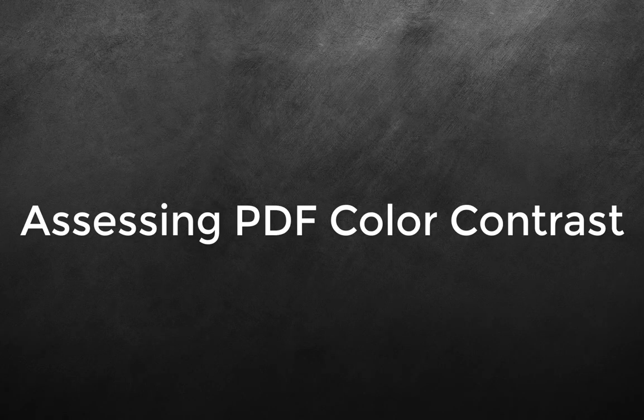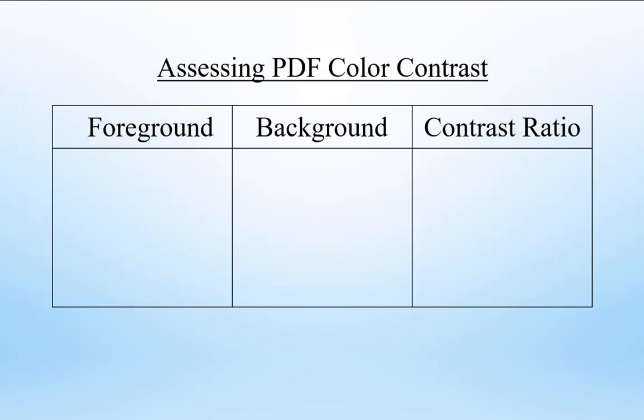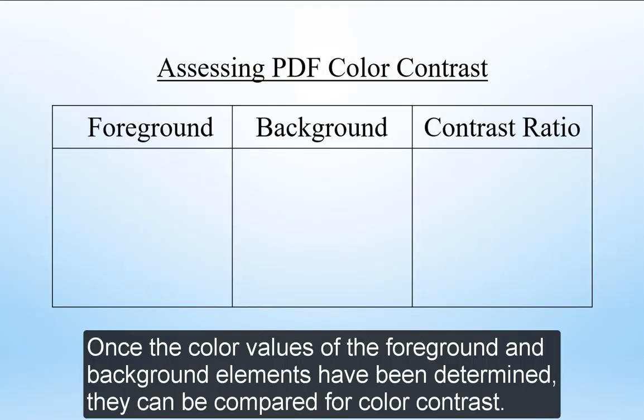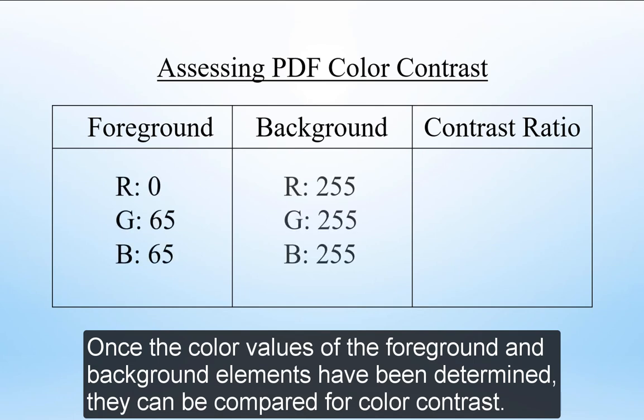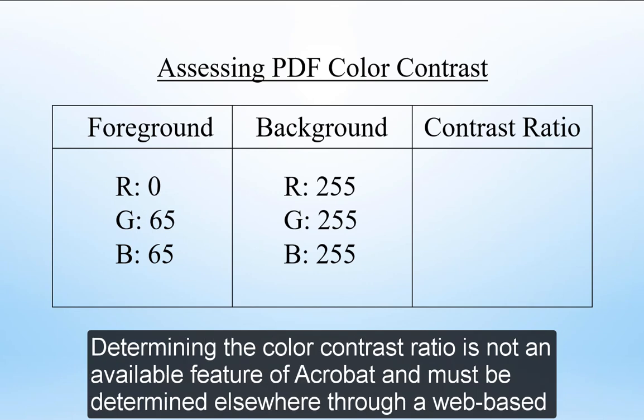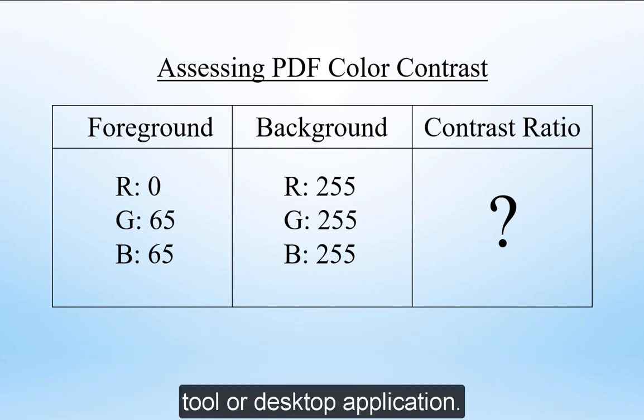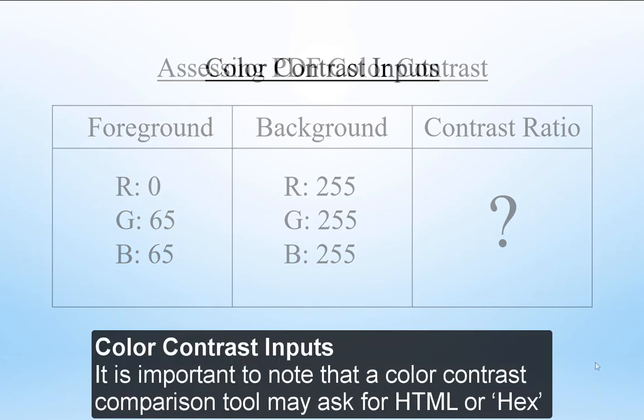Assessing PDF color contrast. Once the color values of the foreground and background elements have been determined, they can be compared for color contrast. Determining the color contrast ratio is not an available feature of Acrobat. It must be determined elsewhere through a web-based tool or desktop application.